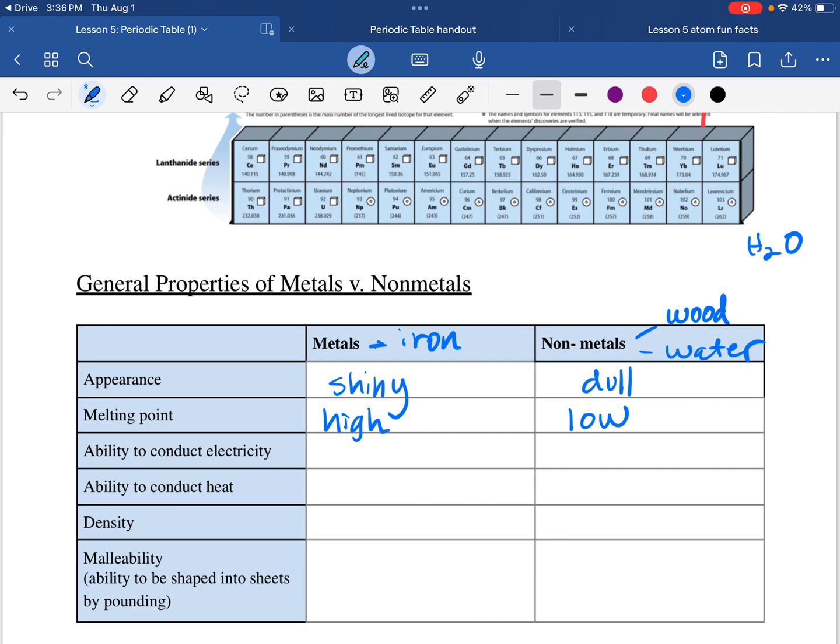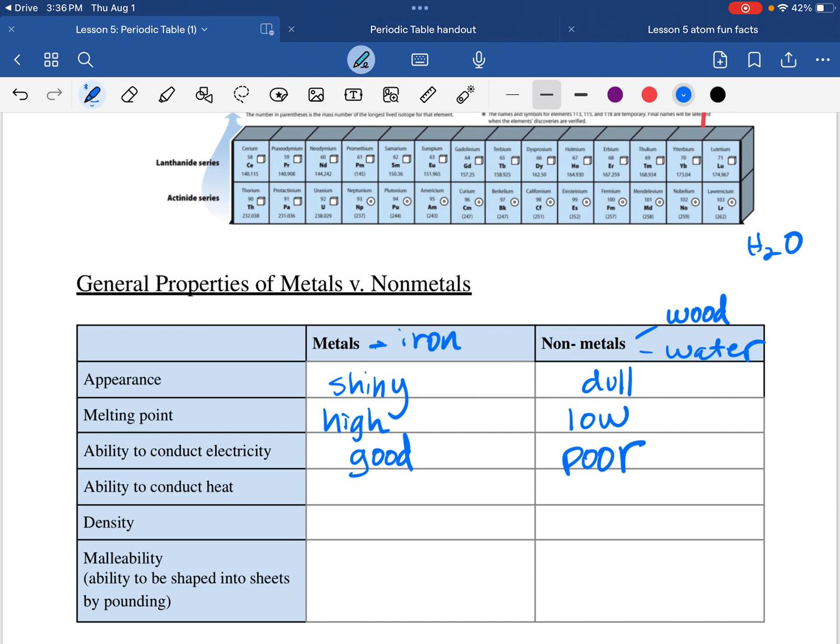Ability to conduct electricity. Metals conduct electricity very well. That's why electrical wires are made of metal. Nonmetals, like wood, do not conduct electricity well. Now water, like ocean water that has salt dissolved in it, which has ions, actually does conduct electricity. Pool water conducts electricity well. But if it was just pure distilled water with no dissolved ions, it would not conduct electricity well.